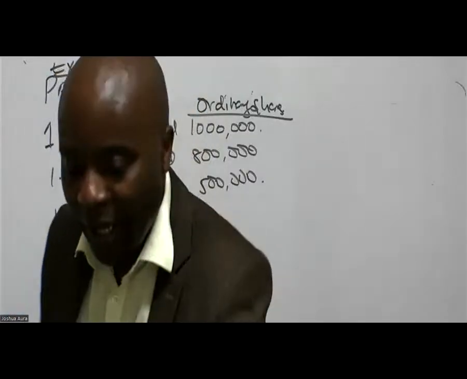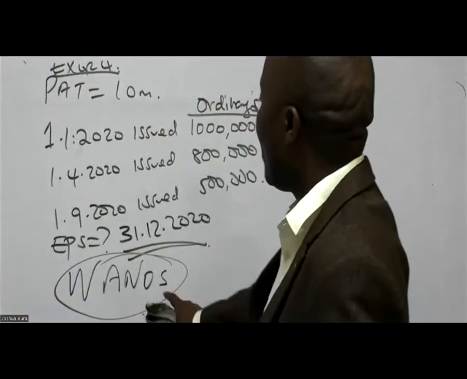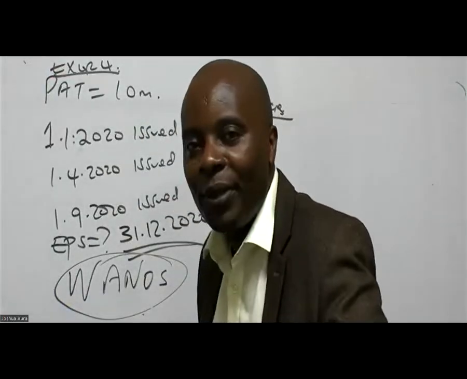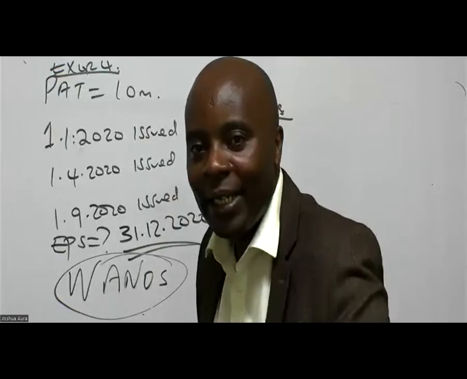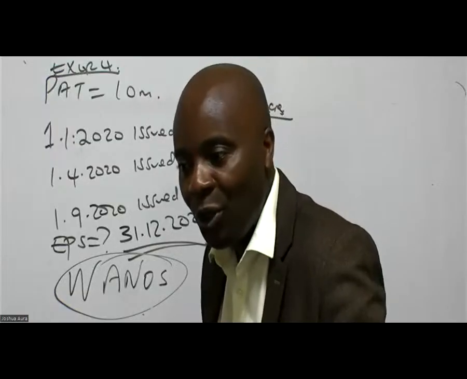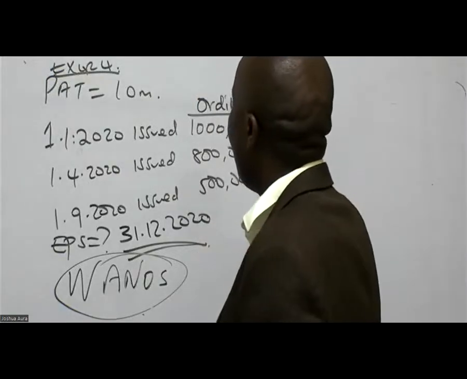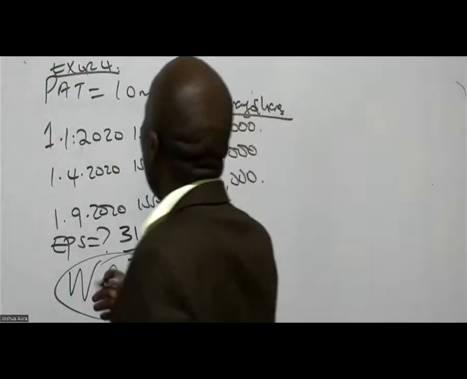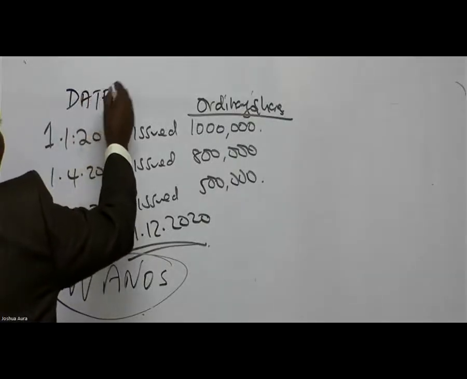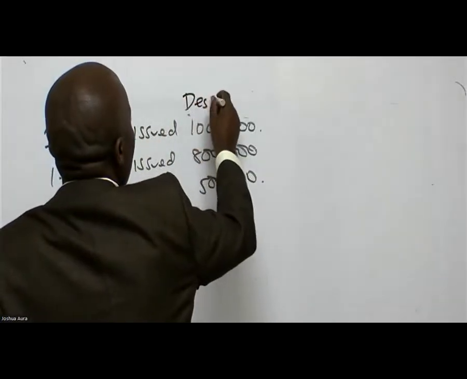So ladies and gentlemen, what am I supposed to do here now? When I'm calculating this one-nose, the money will not be used anywhere. Basically, I'm weighting my shares, giving my shares weights which are time proportion based. So what I need to do is something very simple. I will make a table, and in this table I will start by writing the date here. Then I have description here.